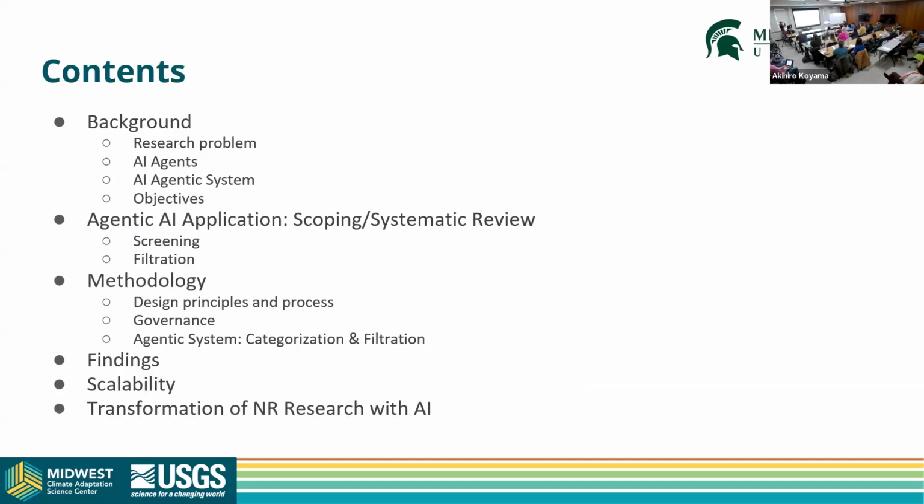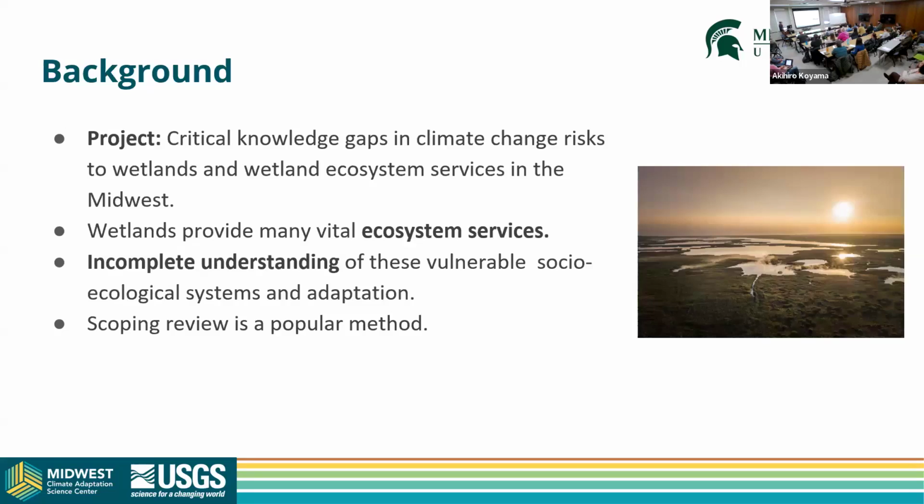So here is the breakdown of my talk. We'll understand some of the background about our research problem, a little bit about AI agents and agentic systems, and then what we are aiming to do with that system. And then we'll see the agentic architecture that we are using for our research. And then we'll present a case study where we implemented and deployed some of those architecture to analyze our existing data set, and in that research, we will show some of the findings. And then finally, I'll discuss the scalability and transformation capacity of AI systems for our natural resource research.